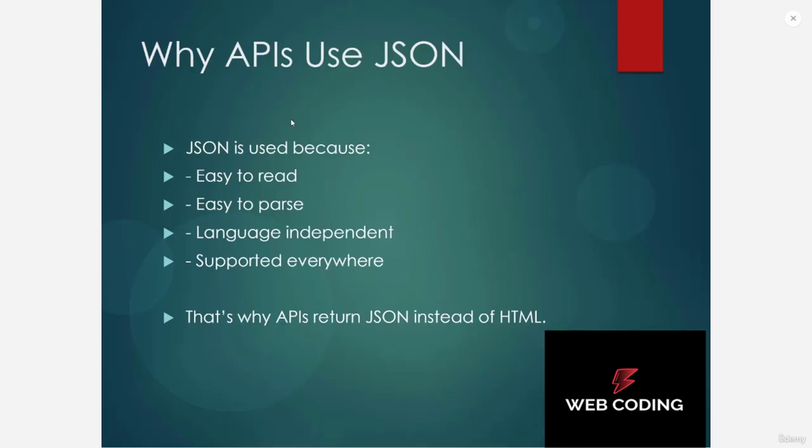All right, so why do APIs use JSON? JSON is used because it's easy to read and easy to parse. It's also language independent, so it's used, I would say, in every programming language out there, whether it's Java, PHP, C#, it's used everywhere. It's supported everywhere, as I said. So that's why APIs simply return JSON instead of HTML. All right, and mostly because HTML is for web view based applications, but here we're working with APIs.